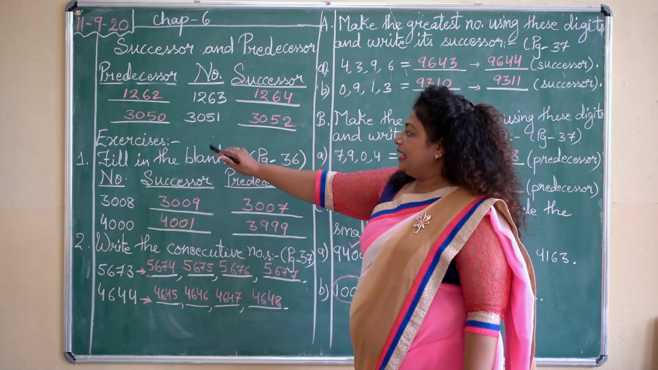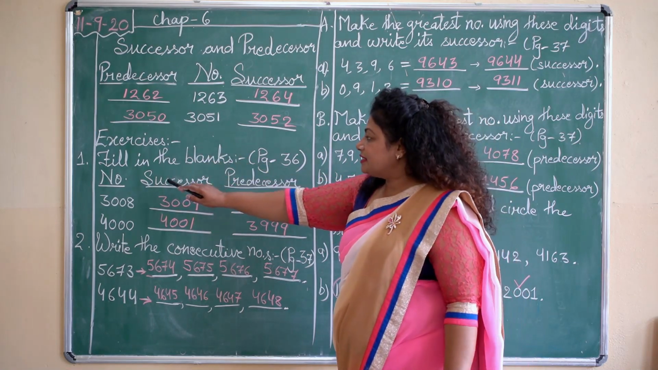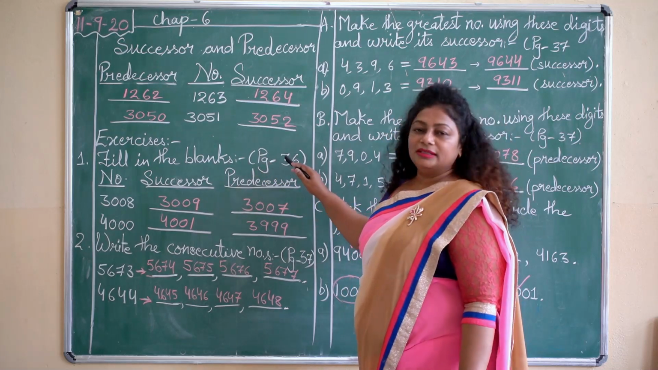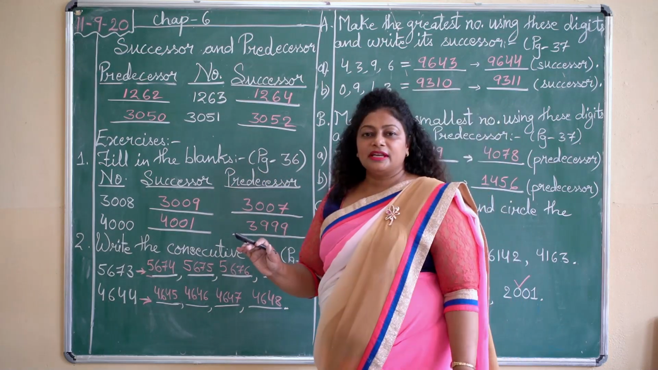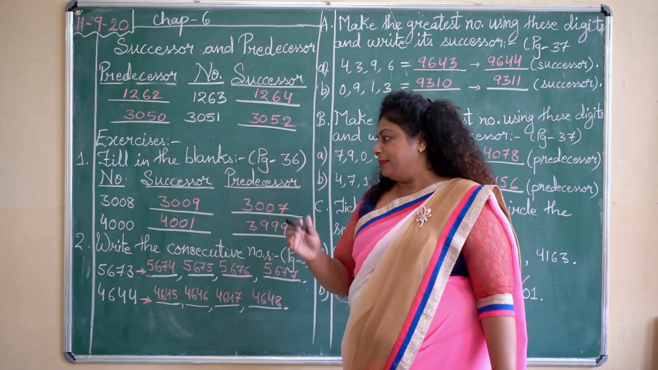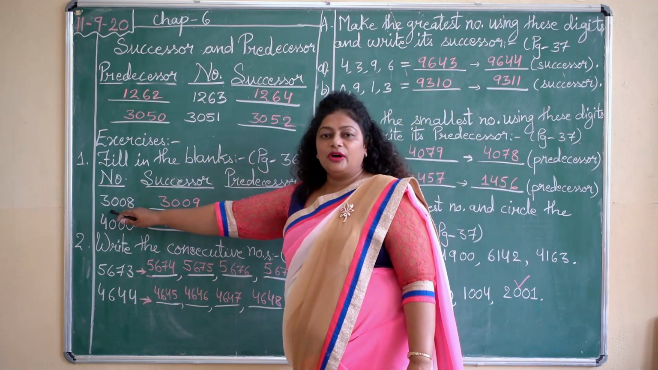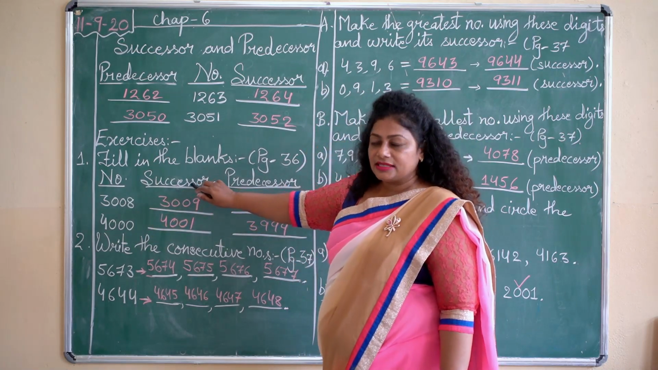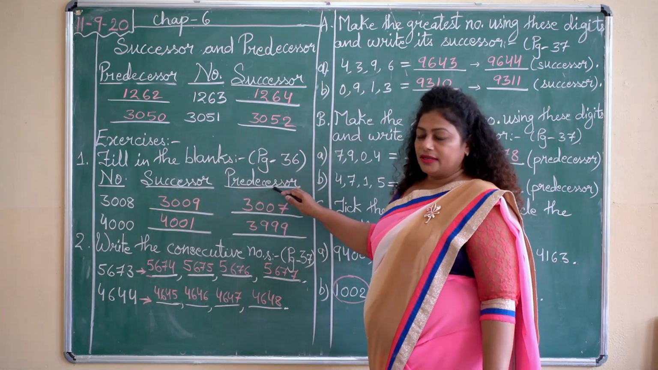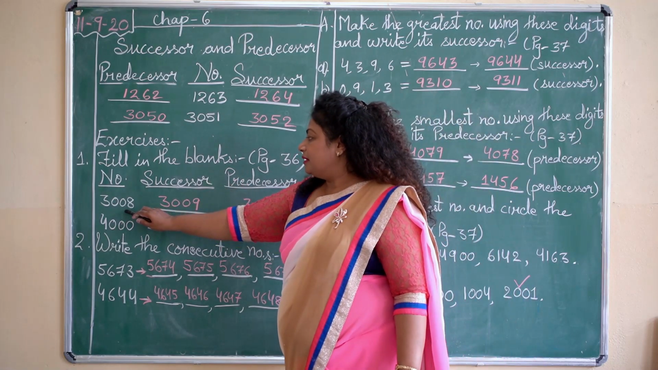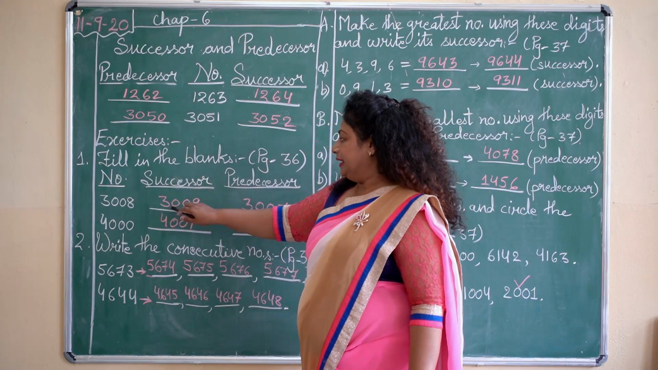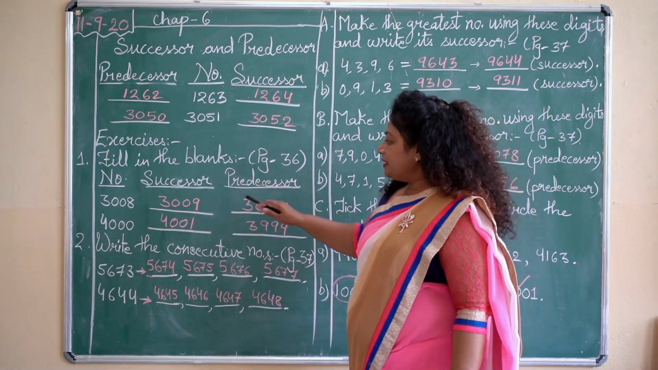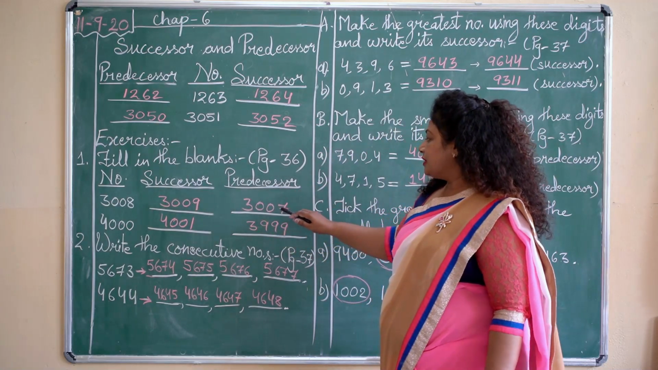Now let's come to the exercises. The first exercise given to you is fill in the blanks. It is given on page number 36. Two numbers are given, I am taking two numbers for example. First number is 3008. For these two numbers we have to find the successor and the predecessor. The successor of the number 3008 will be 3009. Now let's find predecessor. The predecessor of this number will be 3007.